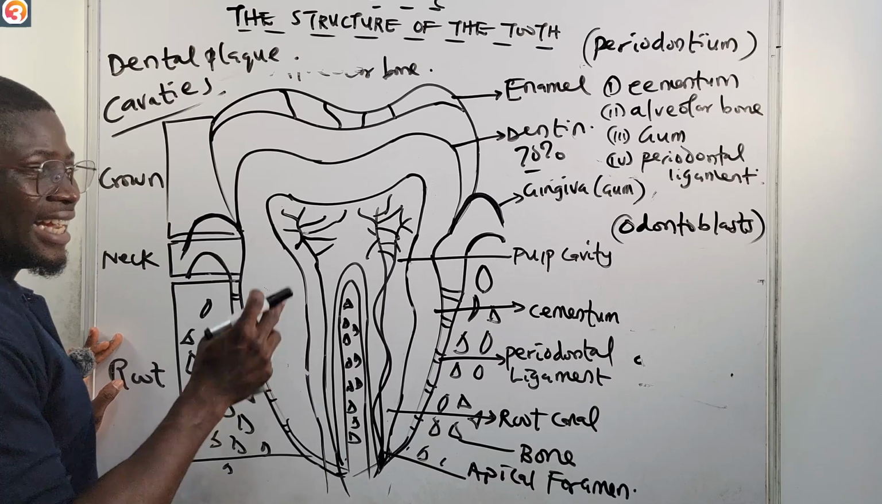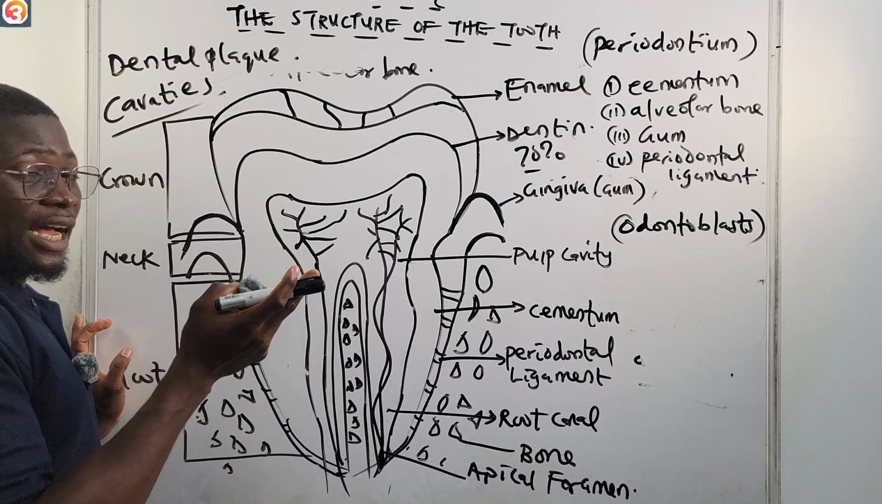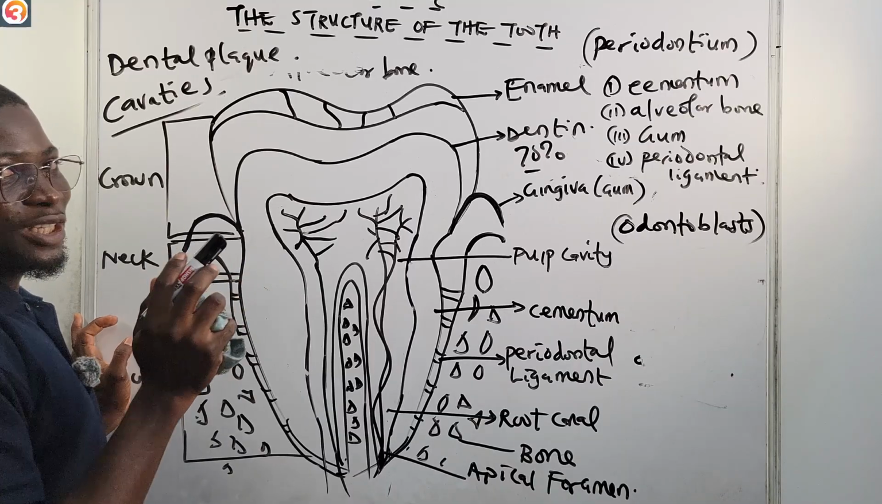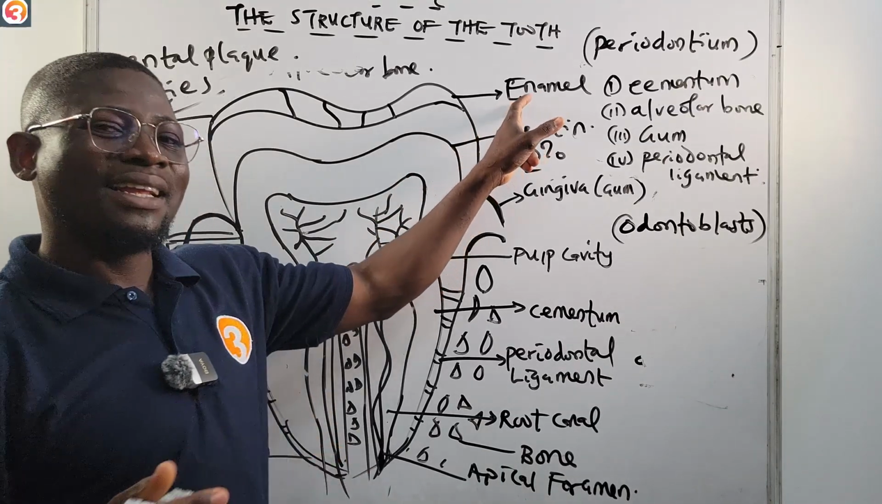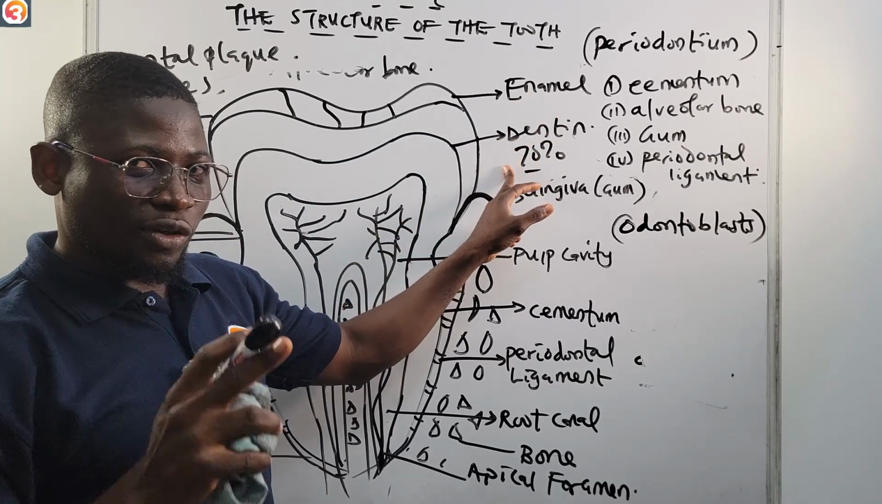Now the dentin, like I told you, has 70% mineral content, making it harder than even the bones, but definitely softer than the enamel, because the enamel is still harder than the dentin. So you have to take note of that.